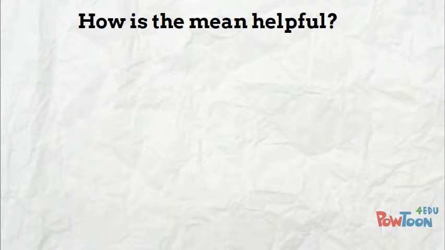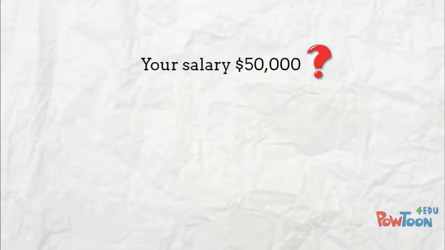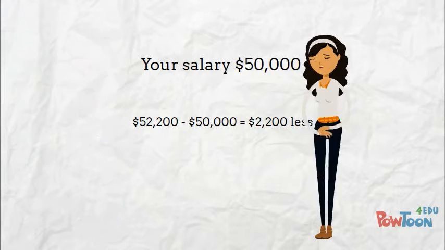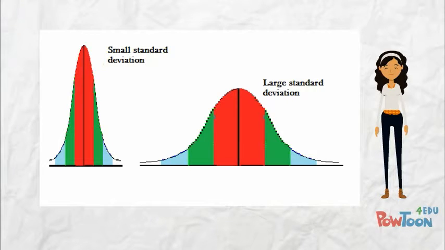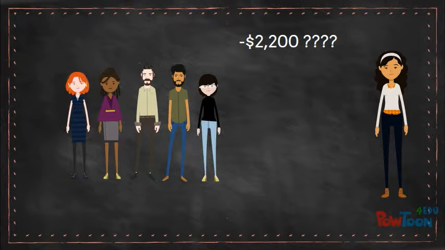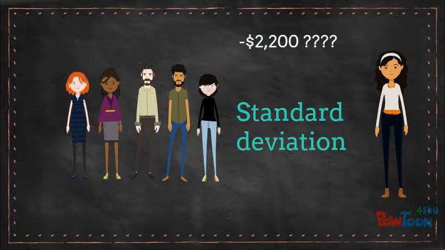So what good is it to know the mean? Well, if we know your salary, let's say it's $50,000, we can subtract the mean, and by doing a little math, figure out that you're making $2,200 less than the mean income of your group. Well, that kind of stinks. But we don't know much about the shape of the distribution. Are all the incomes squished together, like on the left? Or is the standard deviation really large and they're really far and spread apart? So how much is $2,200 in relation to what all of your peers make? To answer that question, we really need to calculate the standard deviation.